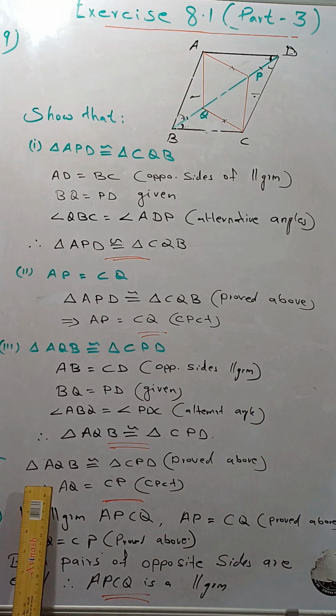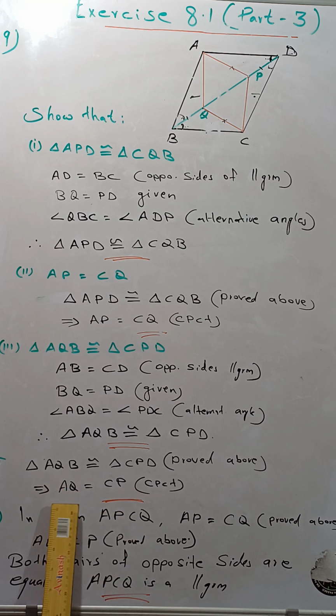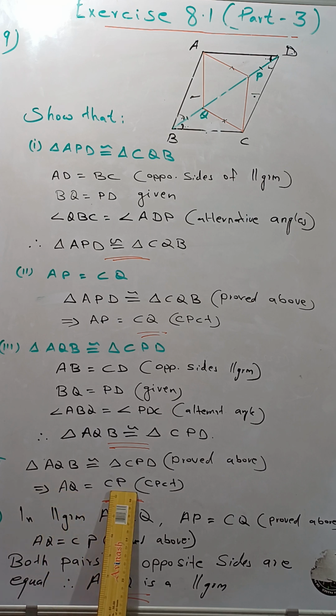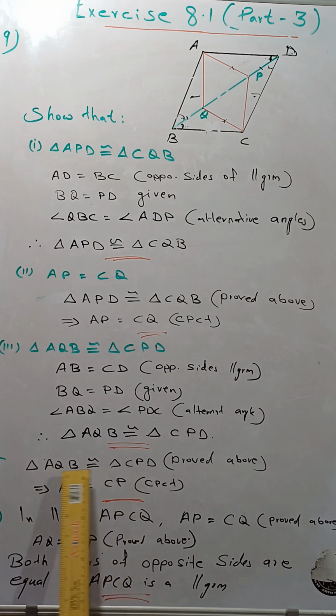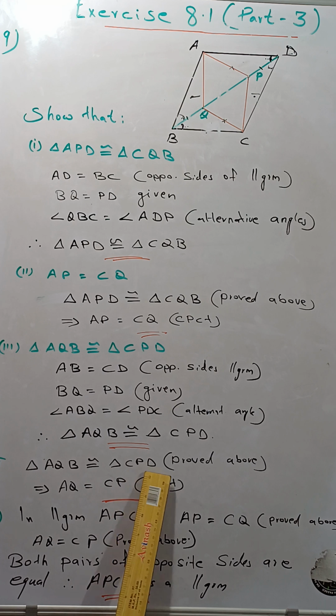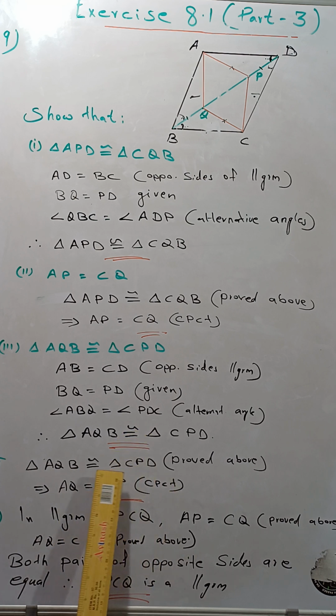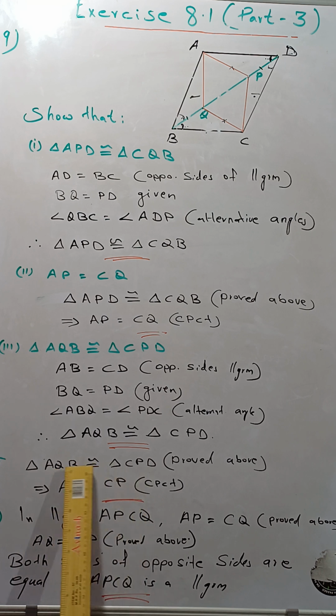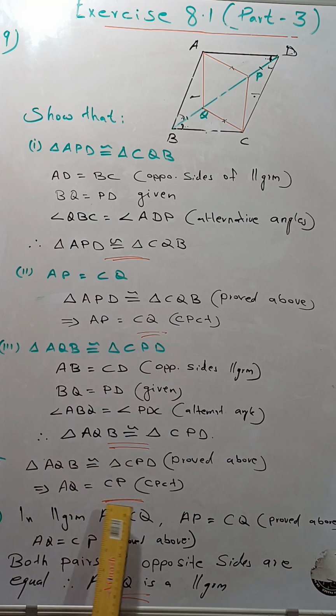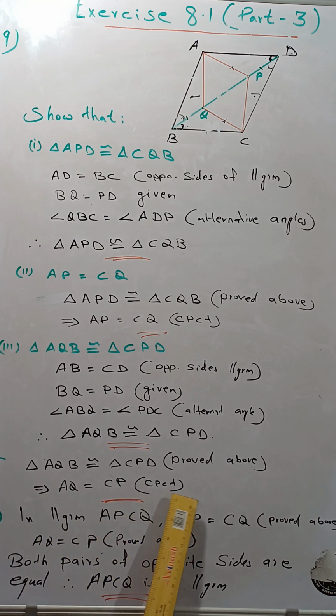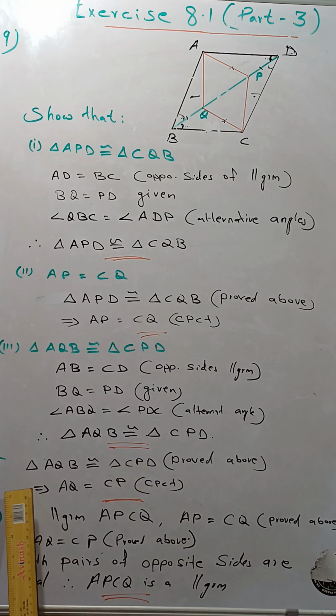Then the fourth part: prove that AQ is equal to CP. Here we have already proved that these two triangles are congruent. AQB is congruent to triangle CPD, proved above. Then AQ and CP are corresponding parts of the congruent triangles. So this also we can prove very easily. AQ is equal to CP, corresponding parts of the congruent triangles. The fourth part is also completed.